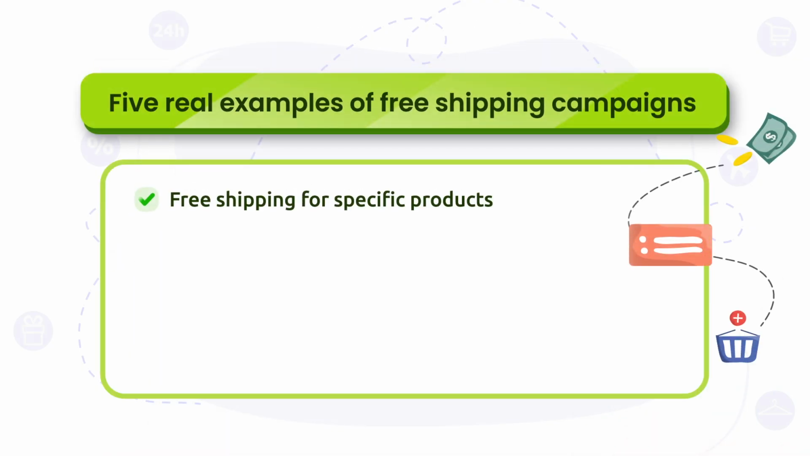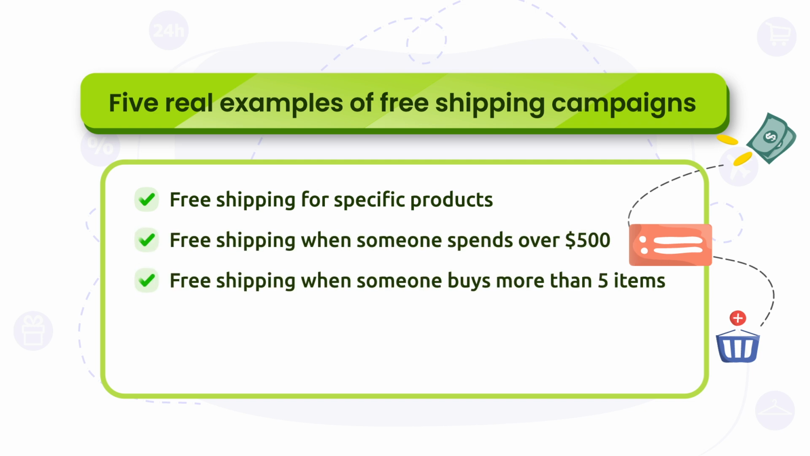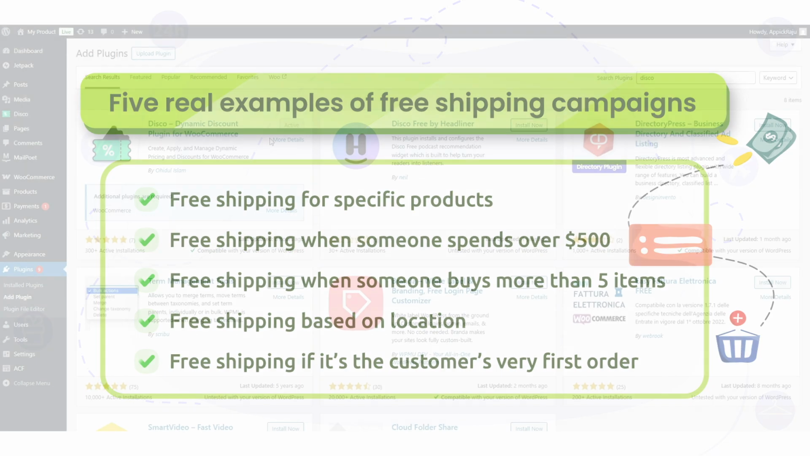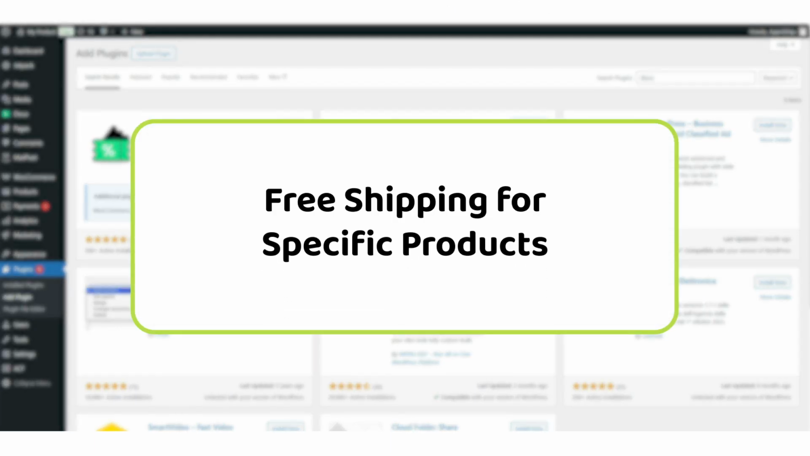Free shipping for specific products. Free shipping when someone spends over $500. Free shipping when someone buys more than 5 items. Free shipping based on location. And free shipping if it's the customer's very first order. We'll set them up step by step and then check how they work on the front end. Let's dive in. First, free shipping for specific products.